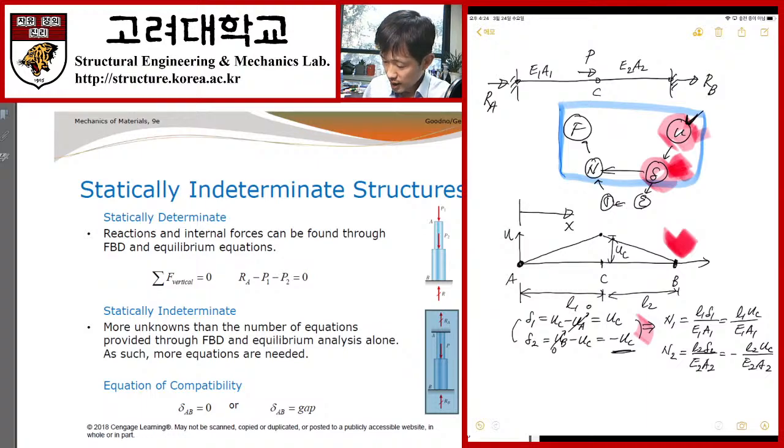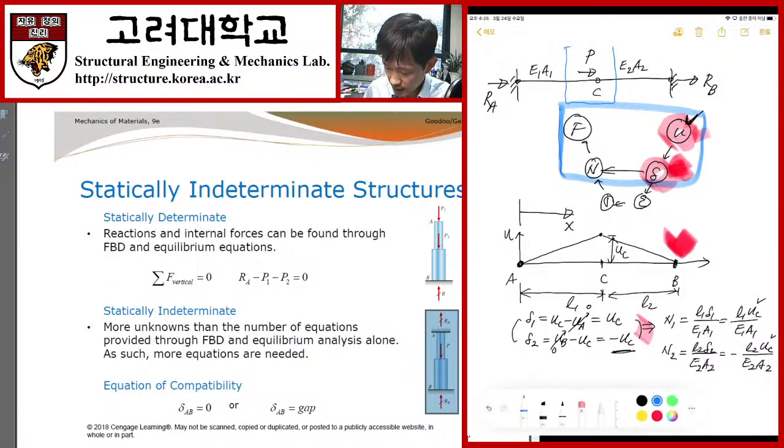So now we have determined the unknown. So we have one unknown, UC. This is my UC. Okay, so let's consider a suitable choice of the free body diagram. What part do you want to consider as the free body diagram to determine the unknown? So let's use this part.